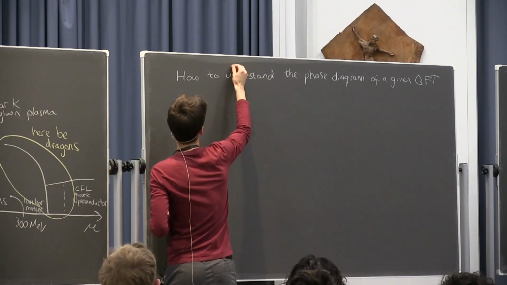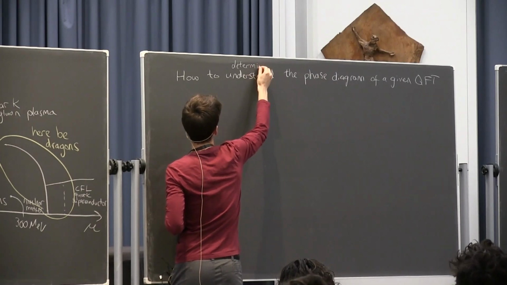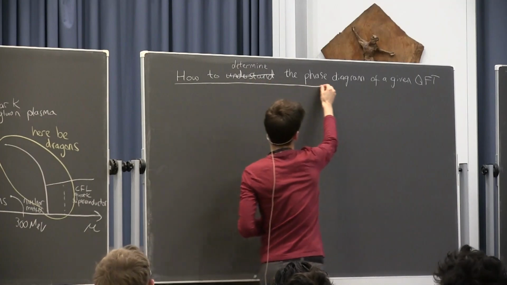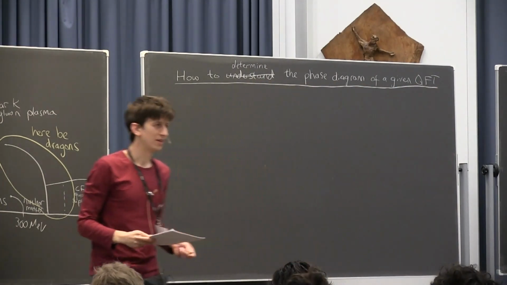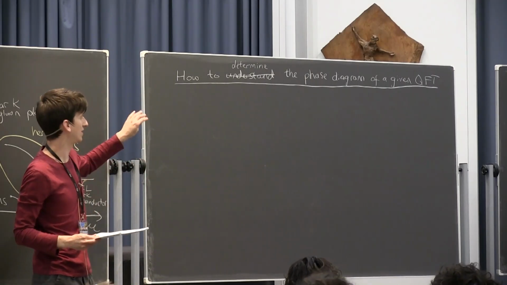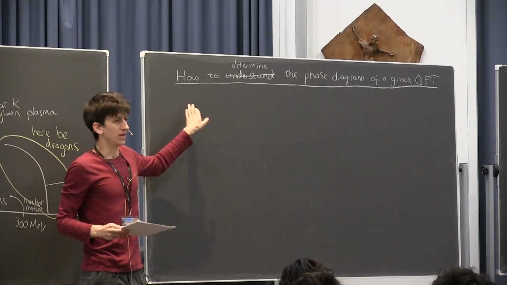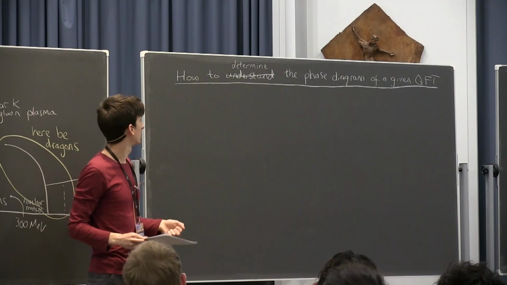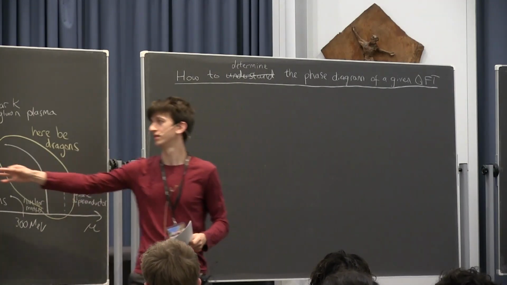Actually, let me replace this word with determine. So what I'm going to be doing in the next few lectures, or in fact today and tomorrow, is someone gives you a QFT, you're interested in a QFT for whatever reason. What is the phase diagram? How do we determine this?